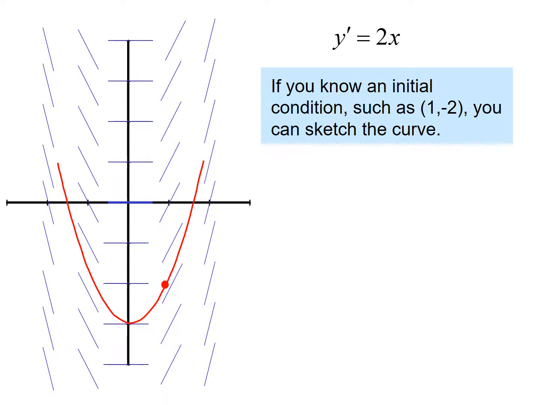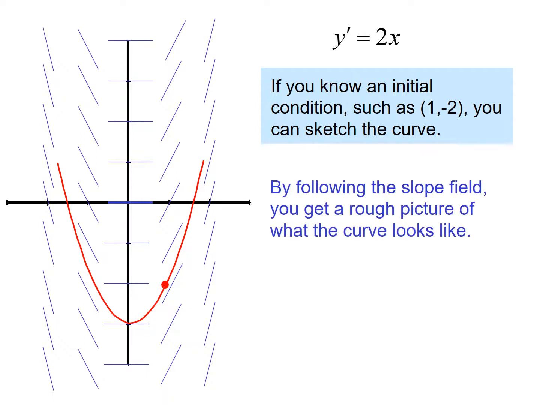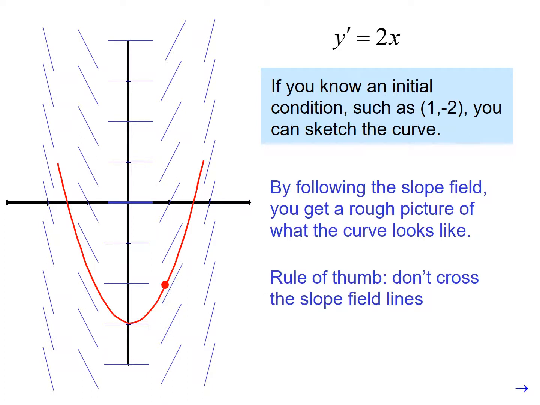We know that antiderivative is x squared plus c, which is what allows this parabola to go anywhere up or down. And the rule of thumb to keep in mind is just don't cross the slope field lines. So if you use those as a guide, as long as your curve doesn't cross through any of those little line segments, you're probably going to be okay.